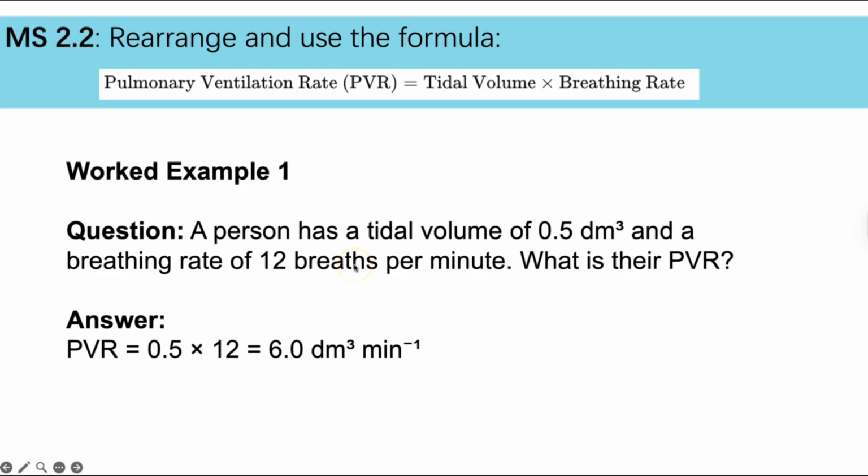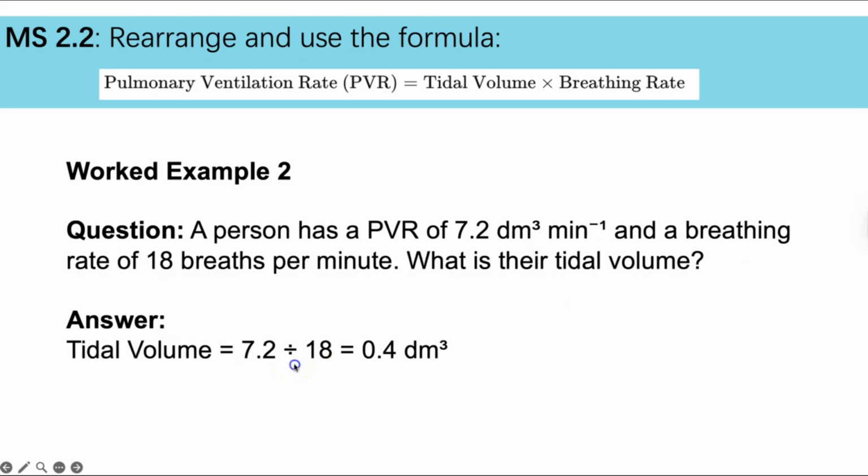A person has a tidal volume of 0.5 decimeters cubed and a breathing rate of 12 breaths per minute. What is the PVR? So this time it'd be 0.5 times 12, and that tells us the PVR is 6 decimeters cubed per minute.